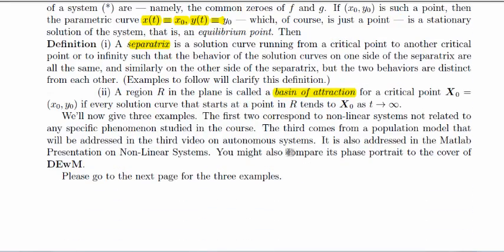So we're now going to give three examples. The first two examples correspond to nonlinear systems which are not particularly related to any specific phenomenon studied in the course, but they're very nice examples. And the third comes from a population model that will be addressed in the third video on autonomous systems. It's also addressed in the MATLAB presentation on nonlinear systems, and you might also compare its phase portrait, which we'll draw in a moment, to the cover of the differential equations book. And now it says here, go to the next page for the three examples.